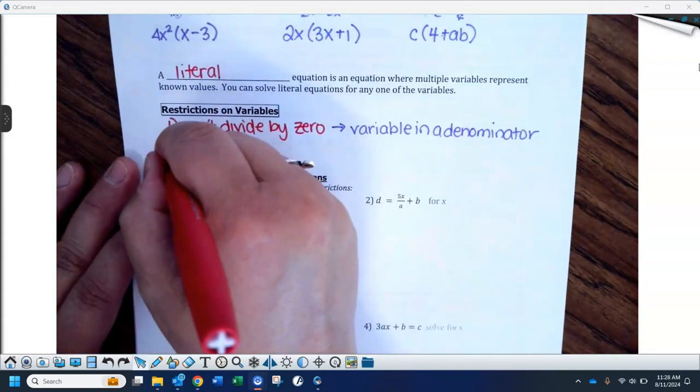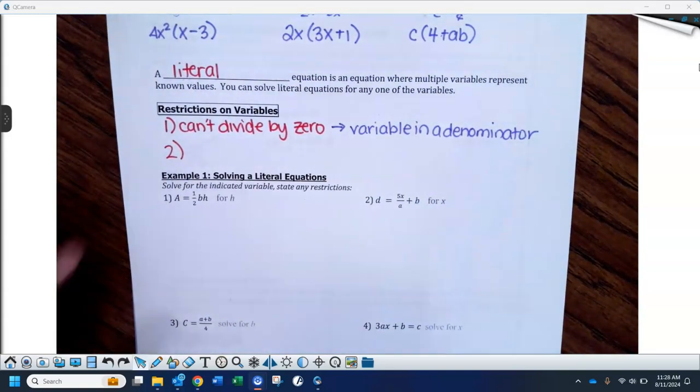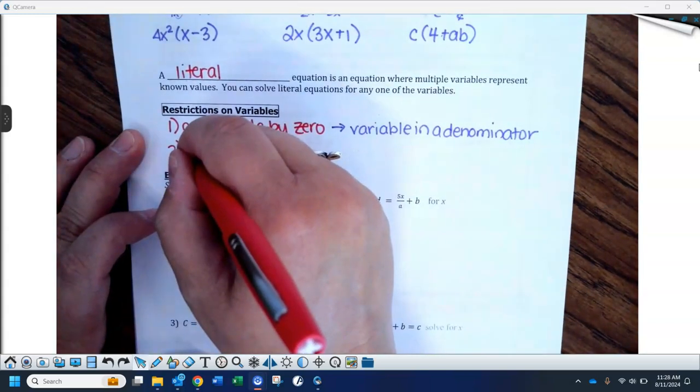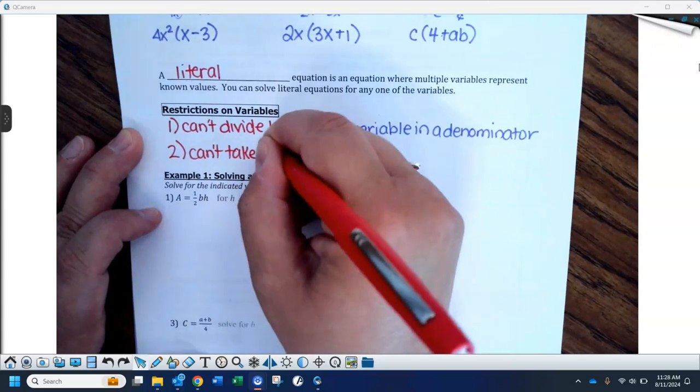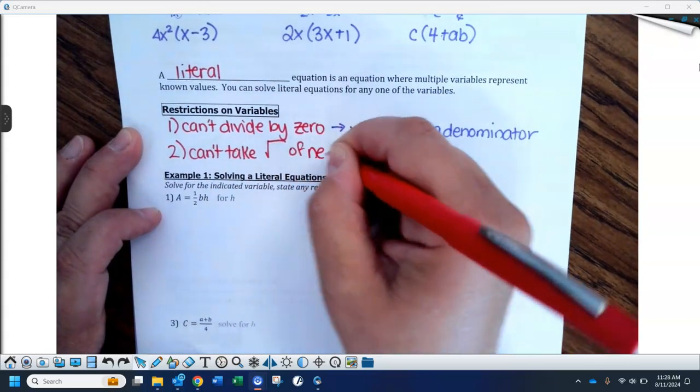Alright, now the second thing, this one is not as common, but another thing you cannot do in math is you can't take the square root of a negative number.